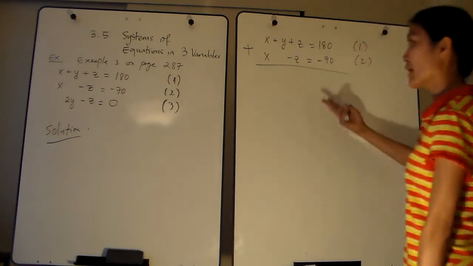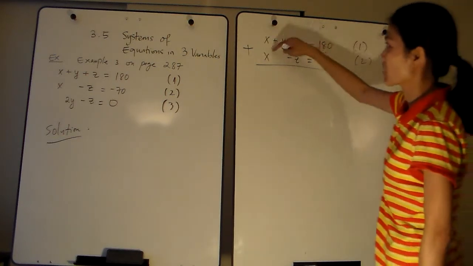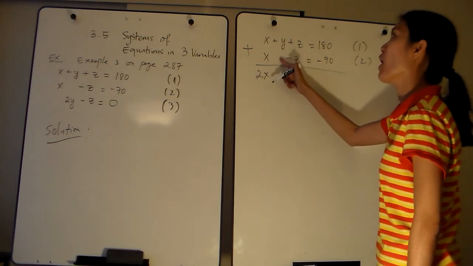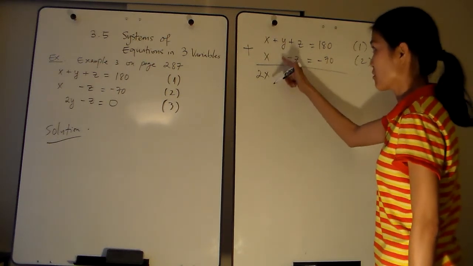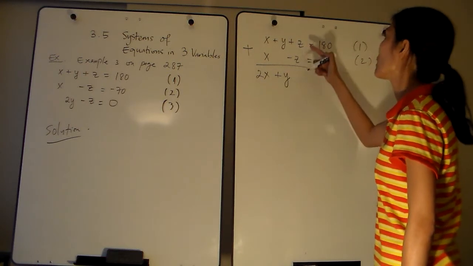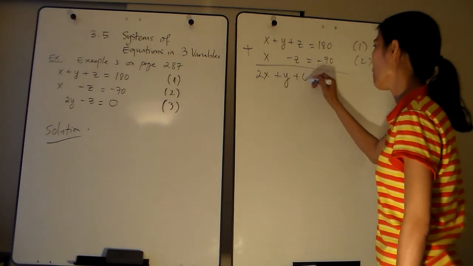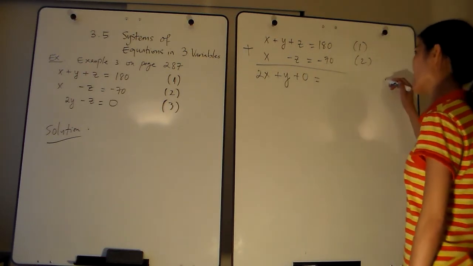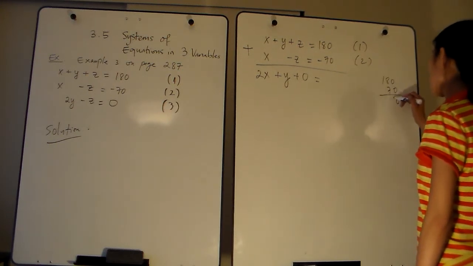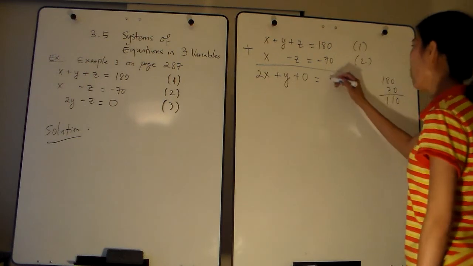We're going to add, because we're ready to eliminate the z, okay? So x plus x is 2x. There's no y here, it means 0y. So 1y plus 0y is 1y, which is y. z subtract z is 0. 180 subtract 70 is what? 8 subtract 7 is 1. So 110.